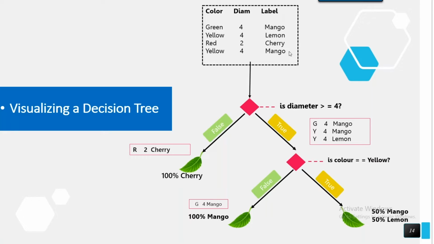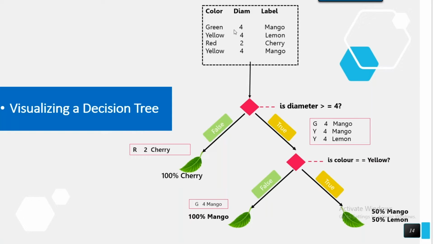So just see here, in this example I'm covering the things conceptually too. In the green case there is a diameter 4, and that is a mango. And then in the yellow case there is also a diameter 4, and that is a mango. It might also be possible that yellow 4 inch is a lemon, and then there is a yellow 4 for mango also. So this is a very simple example to understand.